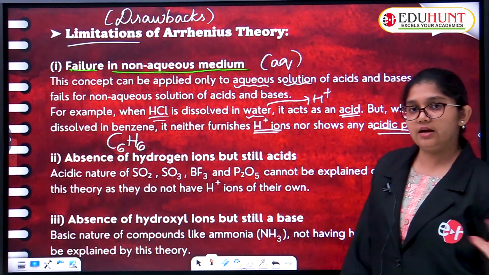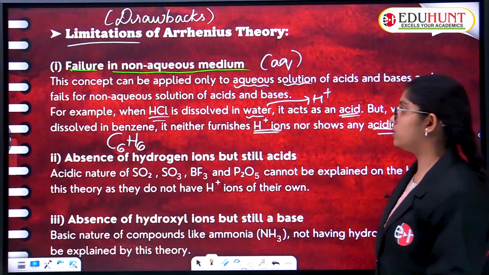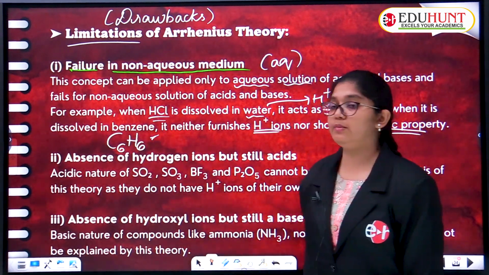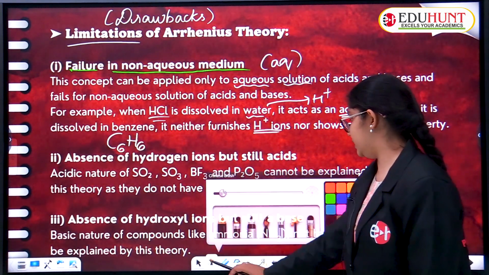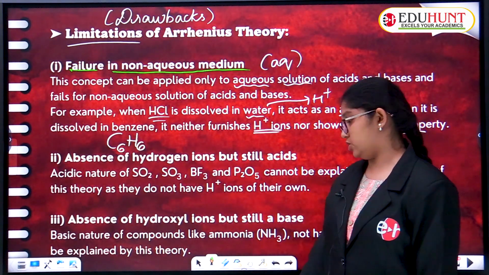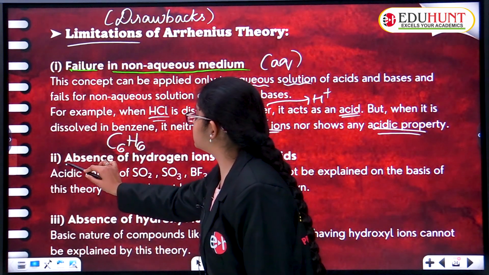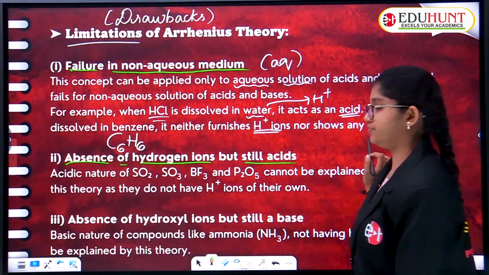In aqueous medium, it dissolves completely and liberates H plus ions. But in non-aqueous media such as benzene, it gives a problem. Remember that, benzene. Now the second disadvantage, limitation or drawback of the Arrhenius theory is the absence of hydrogen ions but still acids.